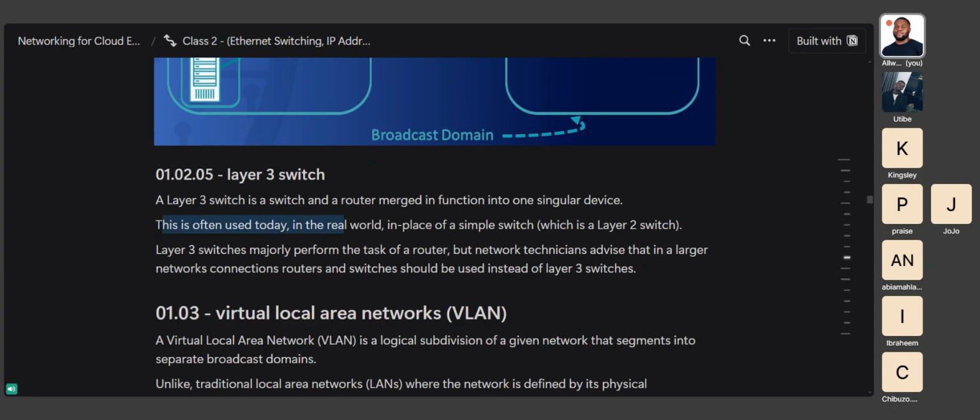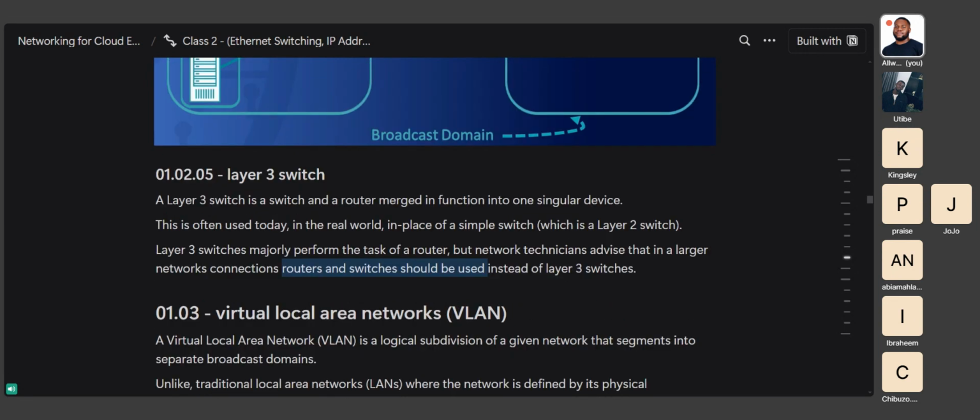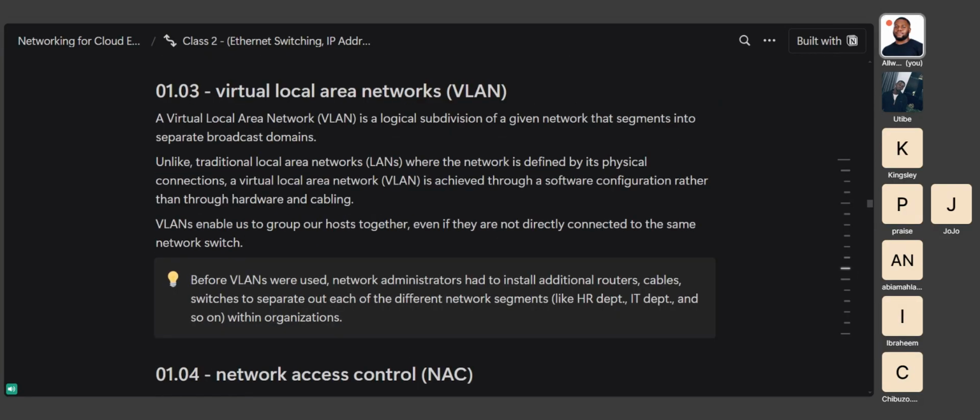This is often used today in the real world in place of a single or simple switch. Although layer 3 switches majorly perform the task of a router, network technicians usually advise that in larger network connections, routers and switches should be used instead of layer 3 switches. I can't assure you, to be fair, but I would guess that in AWS and other huge cloud platform data centers, even though they may use layer 3 switches, they most likely use just switches and routers, because they both work better for data centers.